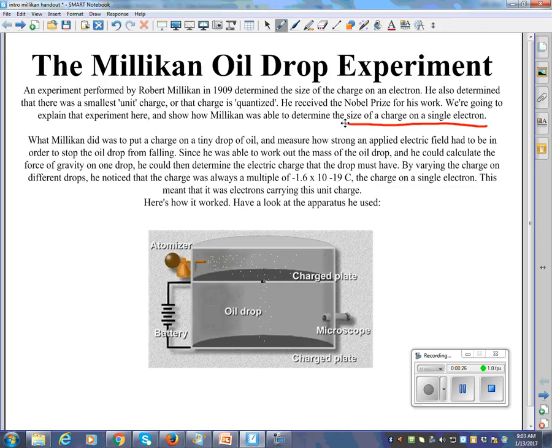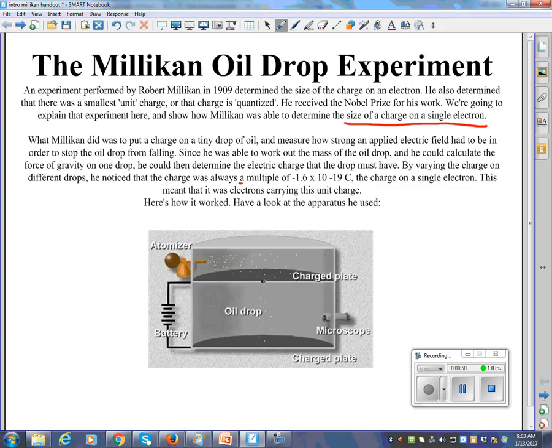What Millikan did was put a charge on a tiny drop of oil and measure how strong an applied electric field had to be in order to stop the oil drop from falling. And so he was able to work out the mass of the oil drop, and when he could calculate the force of gravity on one drop, he could then determine the electric charge that the drop must have. By varying the charge on different drops, he noticed that the charge was always a multiple of minus 1.6 times 10 to the minus 19.